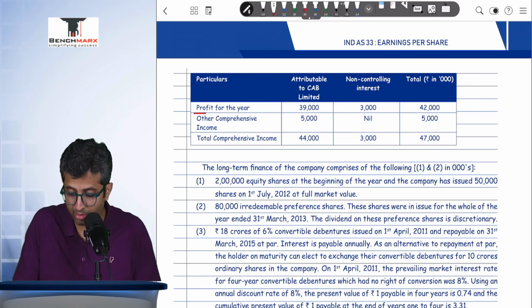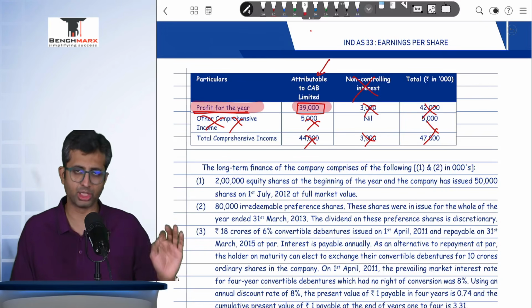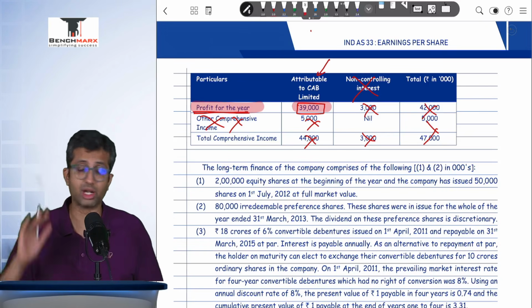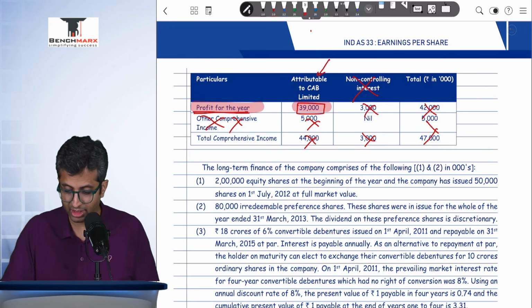For me, for EPS calculation, the relevant number is the profit attributable to CAB. OCI will not be taken, NCI will not be taken, and as a result, all of these numbers are irrelevant. You will only look at 39,000, but remember 39,000 is the profit for the year, which must be after finance cost, but it must be before appropriations, which would have been deducted in retained earnings. Everything is given in thousands.